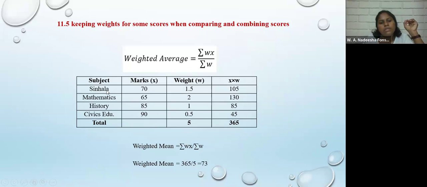This is the example in Sinhala. This student got 70 marks and the weight is 1.5. By multiplying, that is 105. Mathematics 65 into 2, 130. History 85, credit 1, so 85. Civics education 90, 0.5, that is 45. By adding up all those, that is 365 divided by 5, 73, the weighted mean. That is also an average, but a weighted average.